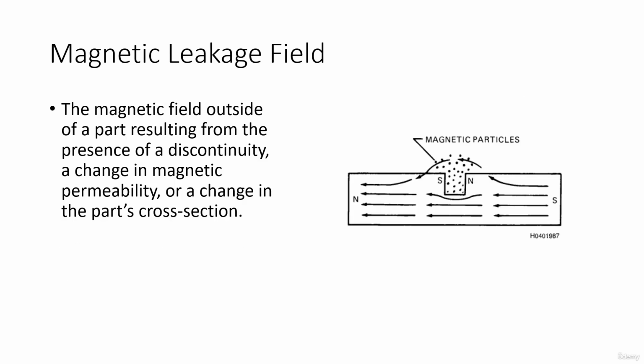A magnetic leakage field is the magnetic field outside of the part resulting from the presence of a discontinuity or a change in the magnetic permeability or a change in the part's cross section. You can see here where we've got our little notch cut in the part, and it's causing our magnetic field to circumvent that location. When we put our iron powder on there, those particles are going to accumulate in that magnetic leakage field.